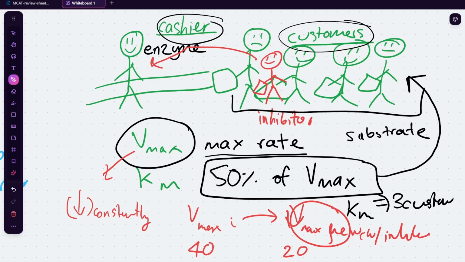And so Vmax goes down in non-competitive inhibition, but what happens is that the Km doesn't change anymore. 50% of their new Vmax would be what, right? So that's a basic analogy for Vmax.